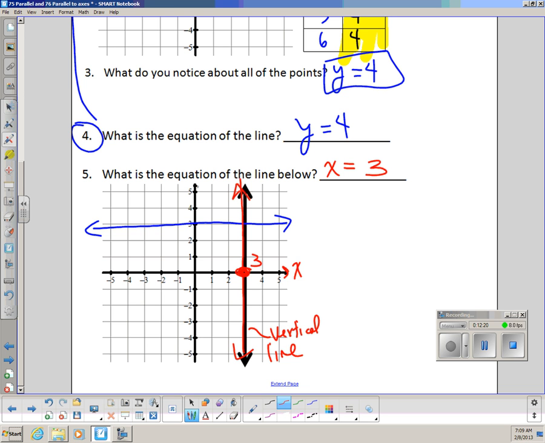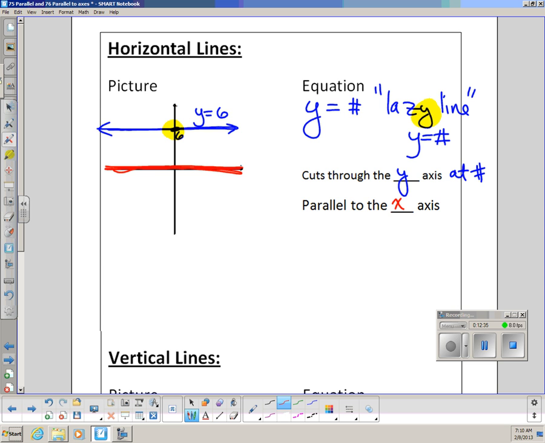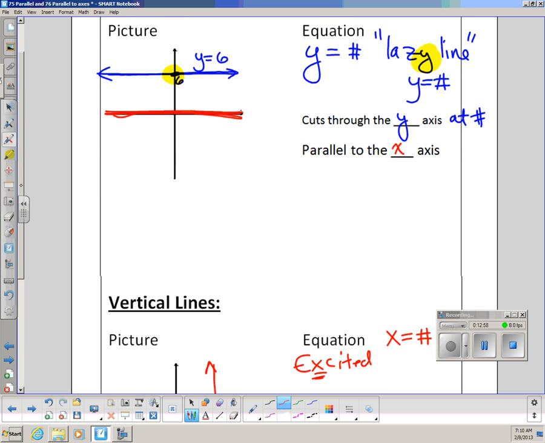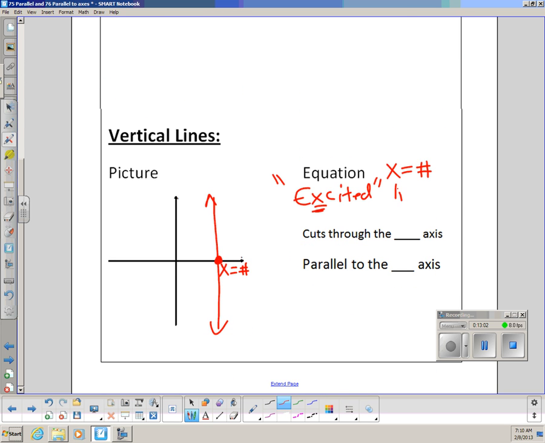So another way to remember this is if you are excited, you jump up and down. You're vertical. Jump up and down. An excited line starts off with an x equals and gives you the number. Okay? So let's go to our summary sheet here. Vertical lines, okay, our picture of a vertical line is like this. And it cuts through the x-axis at a number. So its equation is x equals a number. And like I said, it's like an excited line, in contrast to our lazy line. It cuts through the x-axis, but is parallel, meaning doesn't touch the y-axis.